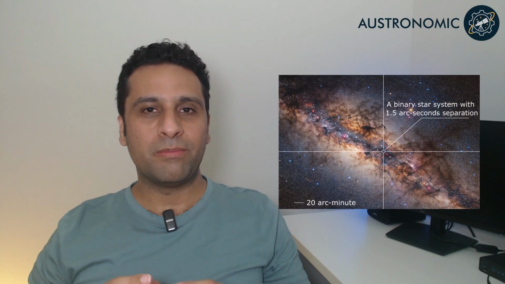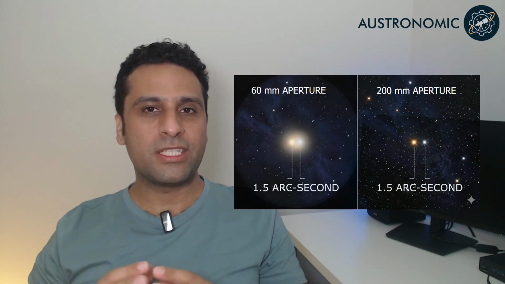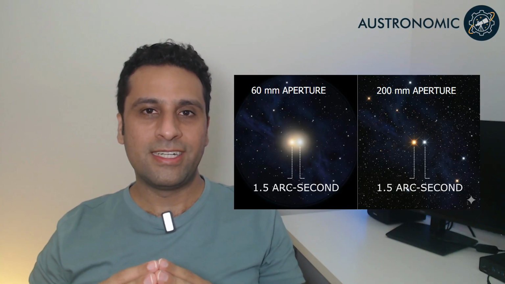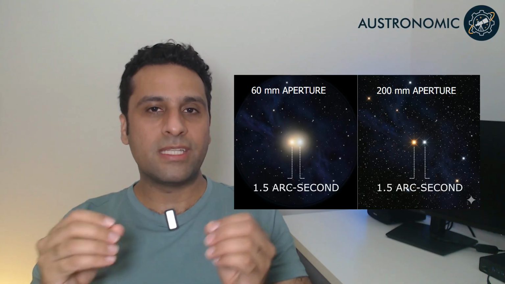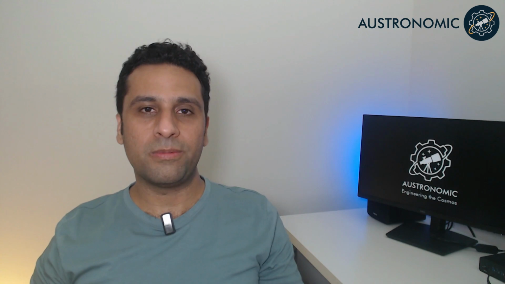The southern Milky Way holds, by current estimates, several hundred billion stars. Two of them, separated by 1.5 arc seconds on the sky, cannot be distinguished by a telescope with a 60 millimeter aperture. A telescope with 200 millimeters of aperture resolves them cleanly as two separate points of light. The physical reasons for that difference, and what aperture actually controls in a telescope, is the subject of this episode.